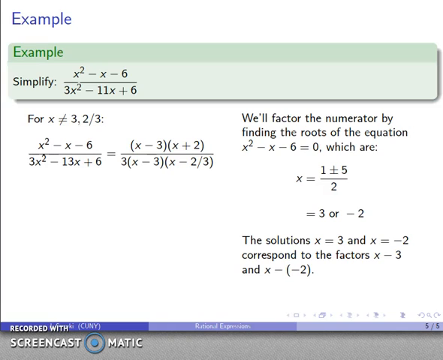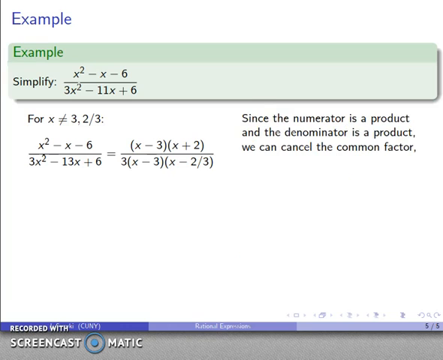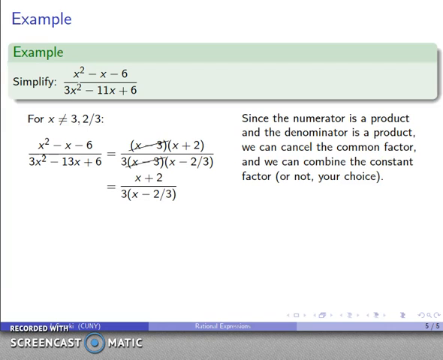And now I look for common factors in numerator and denominator, and here's a very important thing to be careful with: because I have a product in the numerator and a product in the denominator, I am allowed to drop common factors. If you do not have a product, you cannot drop the common factor. So I do have a product in numerator, I have a product in the denominator, and so my common factor will drop out, and I can cancel it out and leave my new expression this way, x plus 2 over 3 times x minus 2/3. And this is a perfectly good form to leave it in.